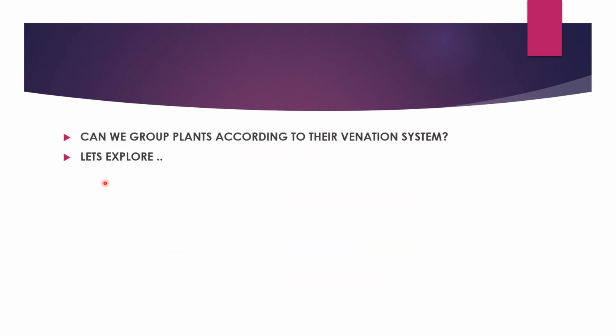Now the question arises: can we group plants according to their venation system? Let's explore. On a nature walk, let's see how many leaves have the reticulate pattern of veins and how many leaves you can collect with parallel veins.